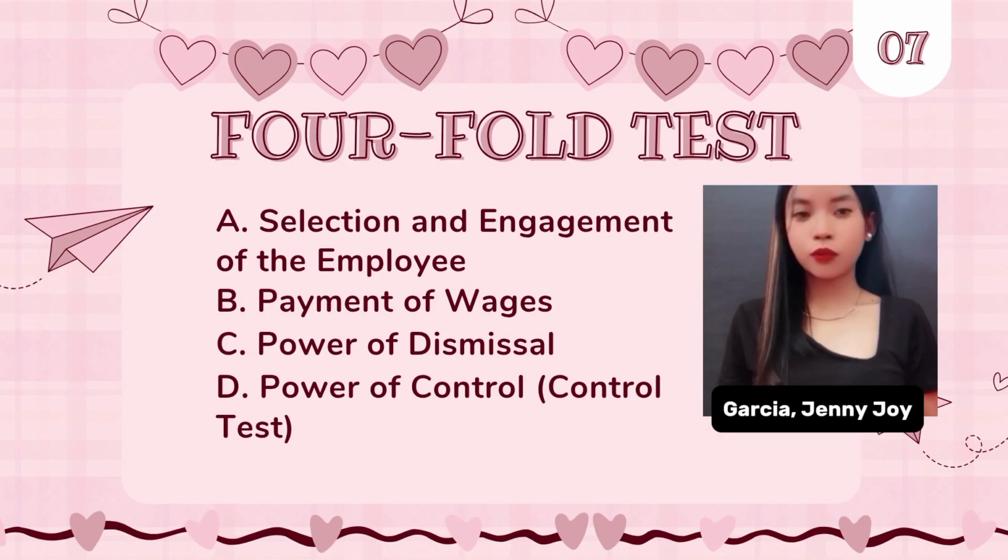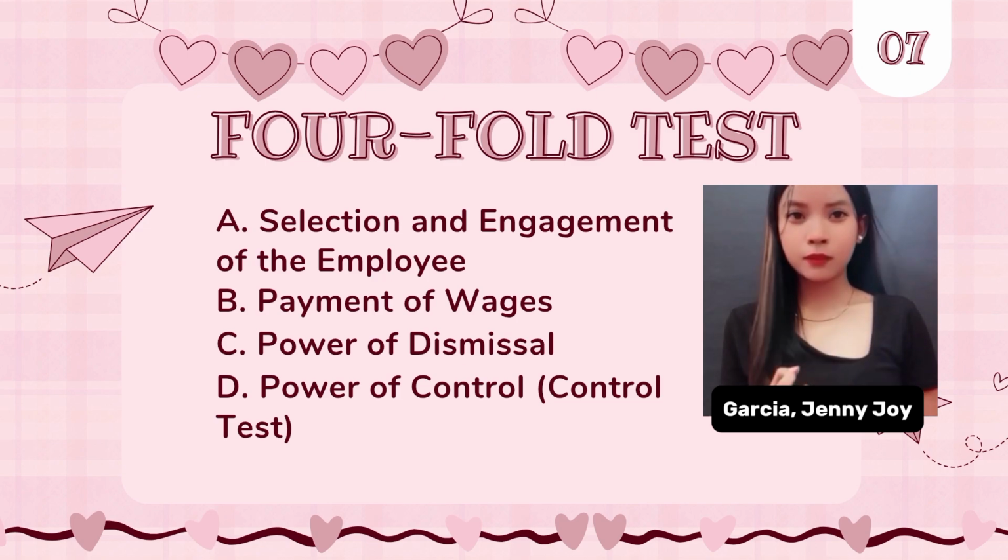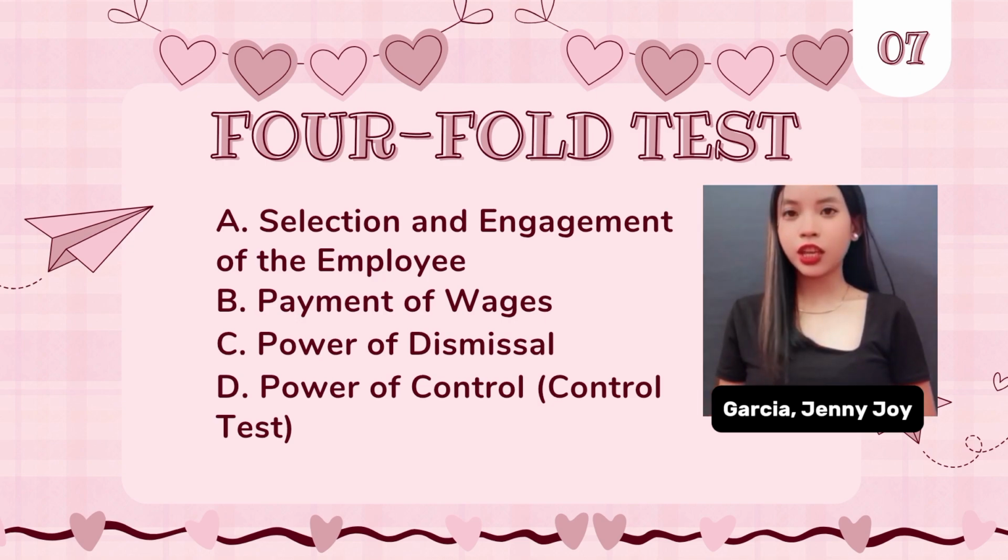So let's start with the fourfold test. We have four: first is the selection and engagement of the employee, second, payment of wages, third, power of dismissal, and fourth, power of control. Selection and engagement of the employee refers to how the worker was hired and who selected or engaged them for a job.